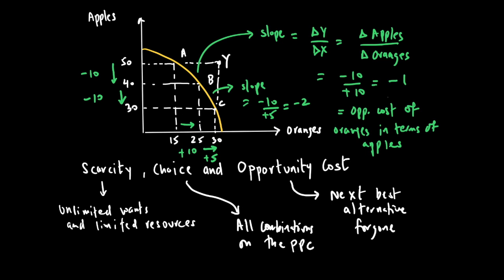So just a quick recap: scarcity is shown by all the combinations beyond the PPC. Choice is shown by all the combinations on the PPC, A versus B versus C. And opportunity cost, which is the next best alternative forgone, is shown by the slope of the PPC, which tells us the sacrifice of what we make for more of one good in terms of less of another.